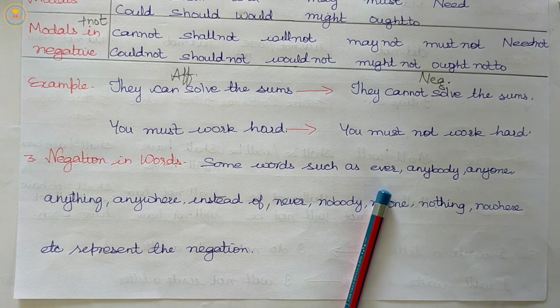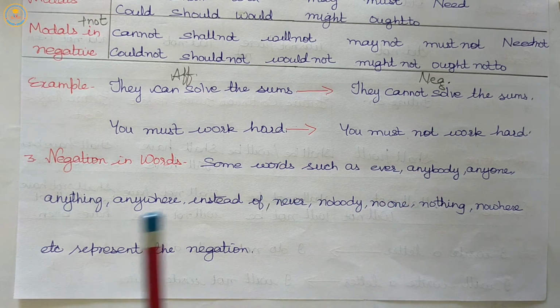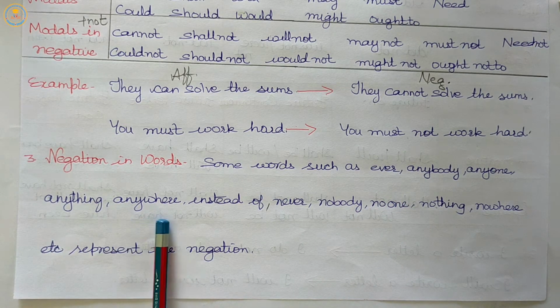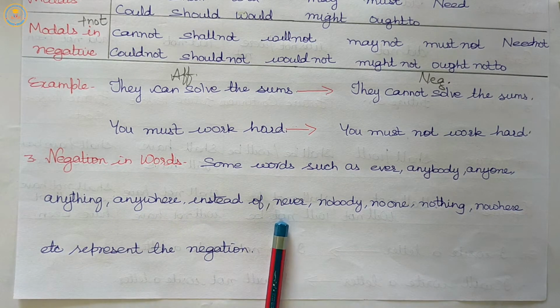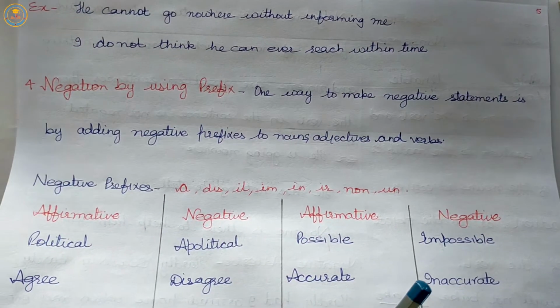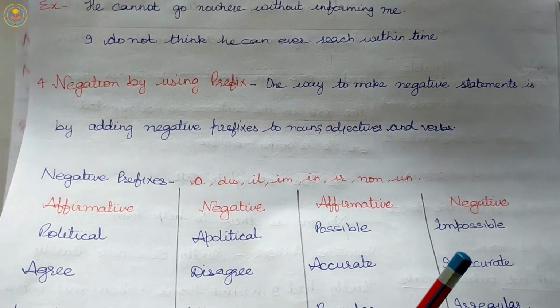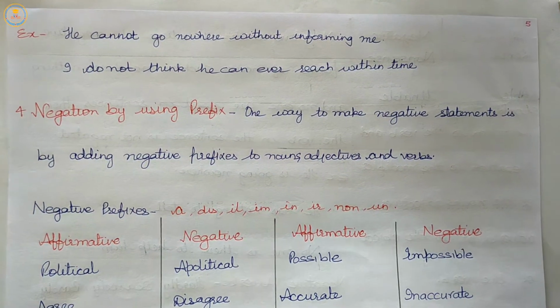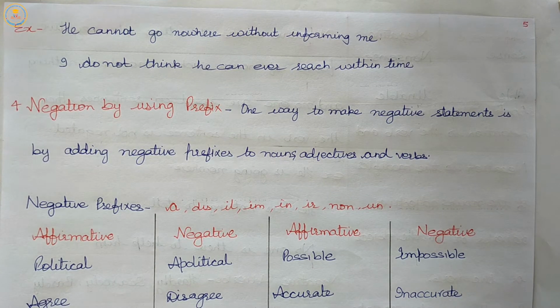So, ever, anybody, anyone, anything, anywhere. All these are instead of never, nobody, no one, nothing, nowhere, etc. All these present negation. Let us see some examples over here. He cannot go nowhere without informing me.